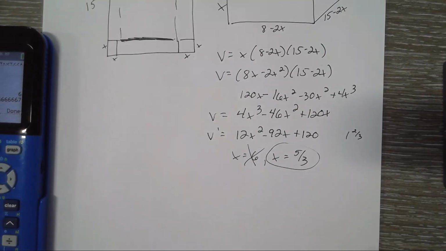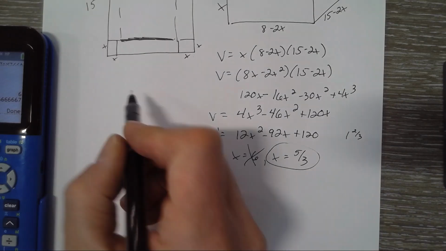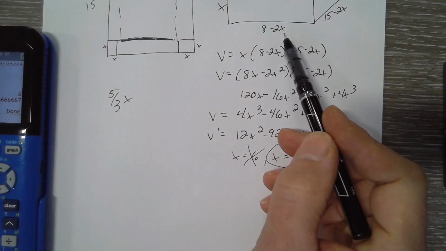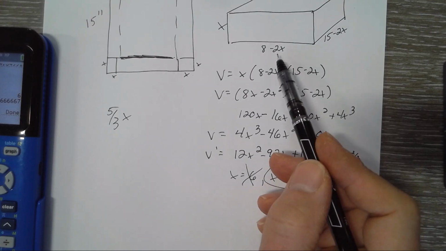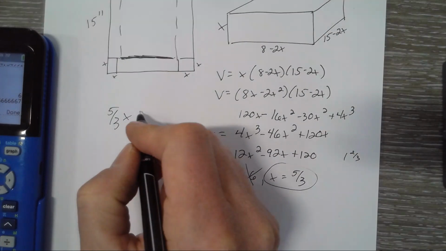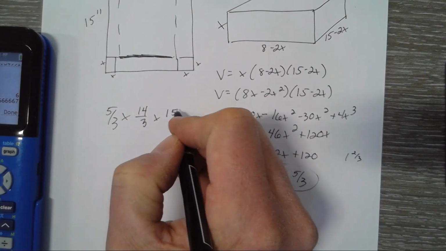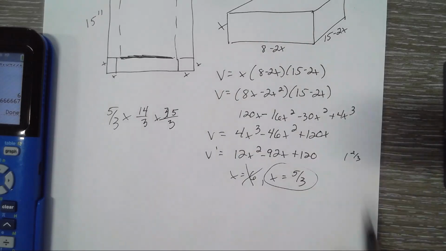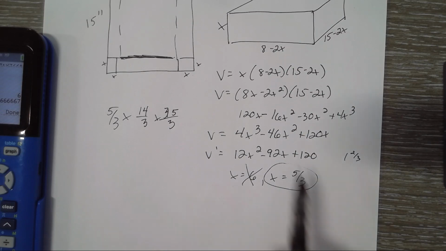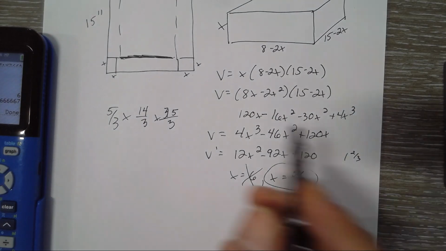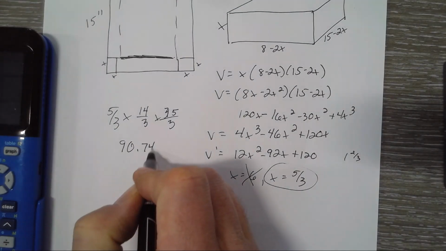And we're trying to find the measurements, which are the dimensions. So it'd be 5/3 by 8 minus 2 times 5/3, which is 8 minus 10/3, so 14/3 by, and then plug it in, you get 35/3. Those are our dimensions. And the volume, if I plug 5/3 into our volume V of 5/3, you get about 90.74 inches cubed. That's our maximum volume.